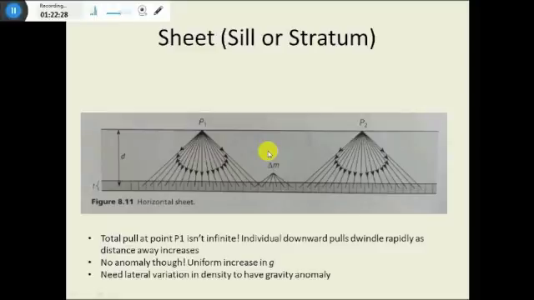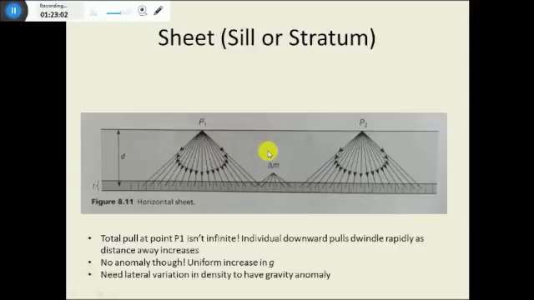You can also model a sheet. So this is a horizontal sheet going infinitely in all directions. So the total pull at point P isn't infinite. It's just saying that as you go further and further out, the pull due to these bodies on the side gets so minimal that you actually stop taking it into account. There's a limited range over here that actually has an effect on this point P.